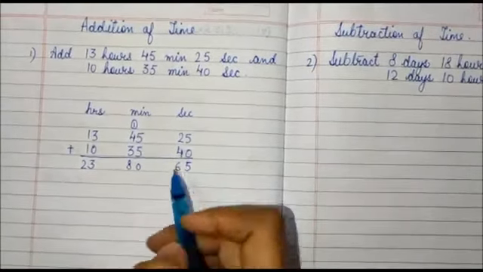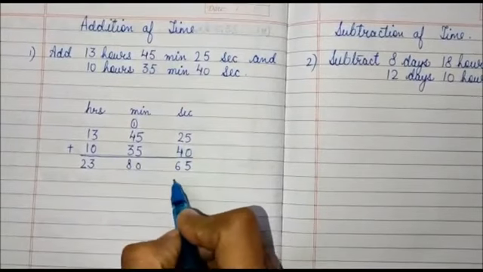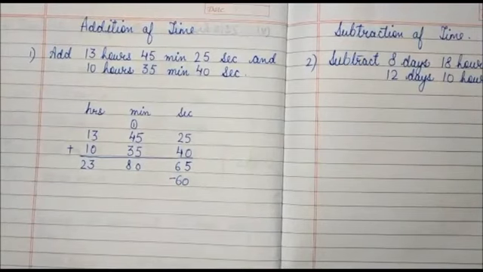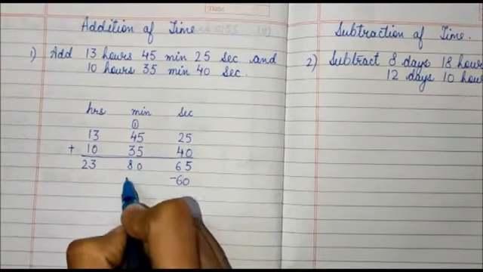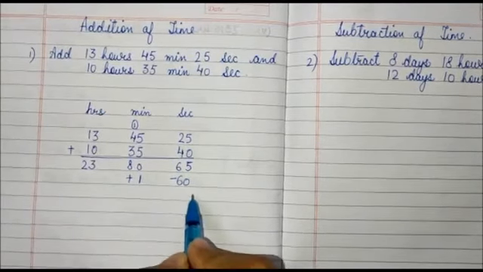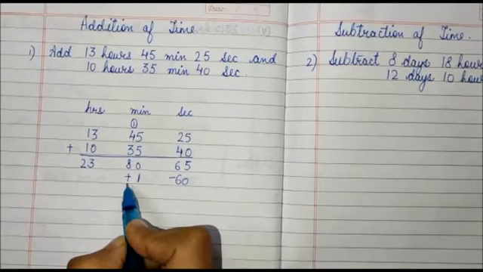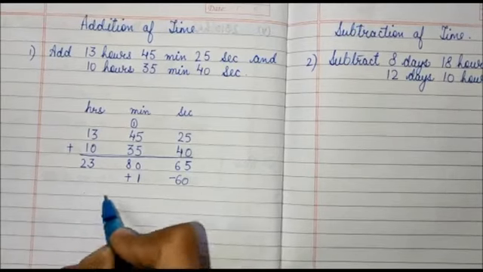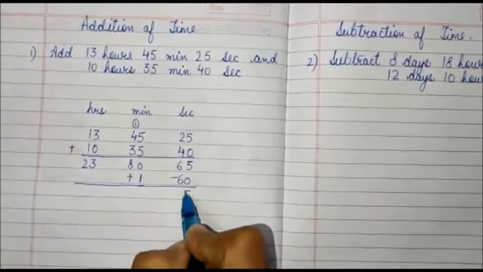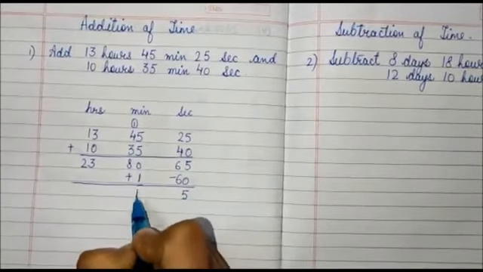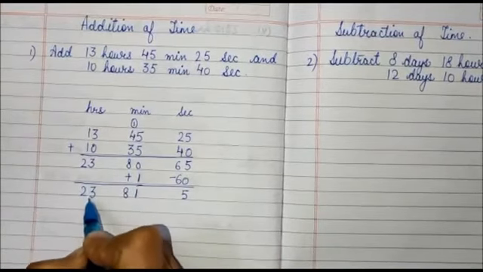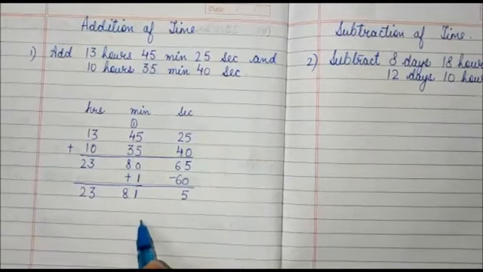As you can see here, I have more than 60 seconds. So I can take 60 seconds from here. Taking out 60 seconds means I have to add 1 minute here, because we all know that 1 minute is 60 seconds. So I have taken out 60 seconds here and added 1 minute here at the same step. So let's solve it. After subtraction this will give me 5 seconds, and this is 81 minutes, and this will be as it is, no change for 23 hours. So let's solve it further.